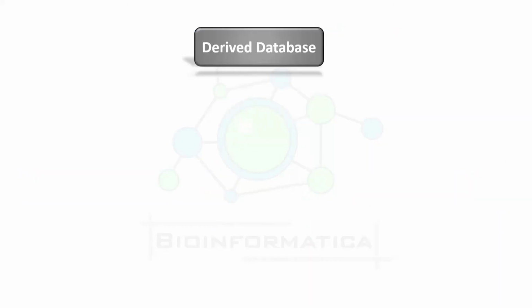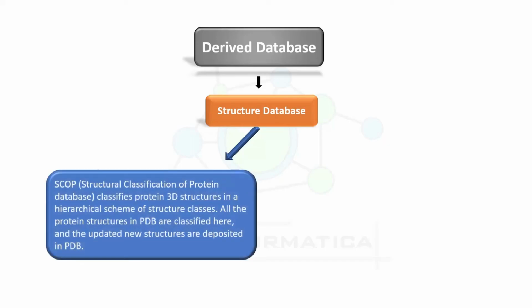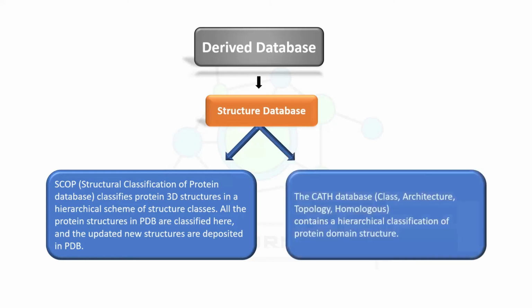As for now, we know derived database is further classified as structural database, gene expression database, metabolic pathway database, and specialized database. Let's learn about them one by one. First, talking about structure database. It consists of SCOP, structural classification of protein database, and CATH, class architecture topology homology.